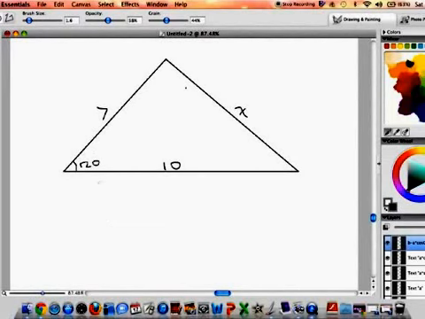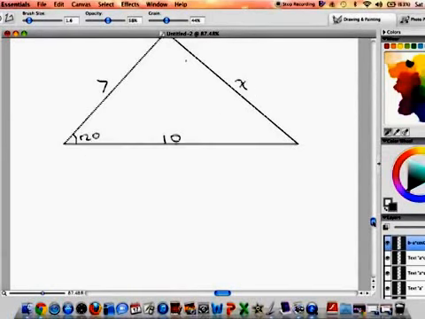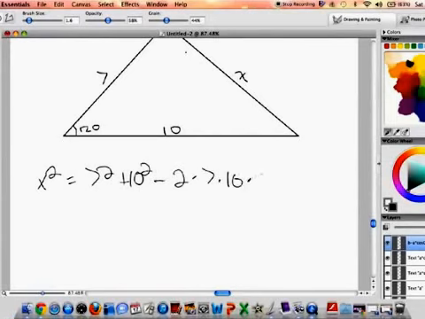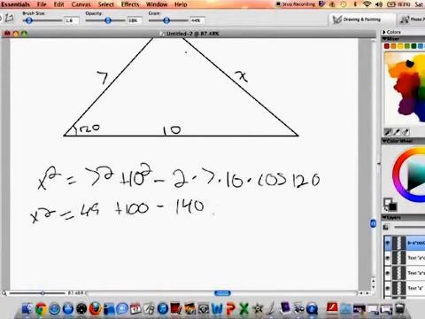So you're given the angle 120 and the sides of 7 and 10. So I'm going to solve for the side x. So x squared is equal to 7 squared plus 10 squared minus 2 times 7 times 10 times cos of 120. So x squared is equal to 49 plus 100 minus 140 times negative 0.5. So x squared is equal to 219.